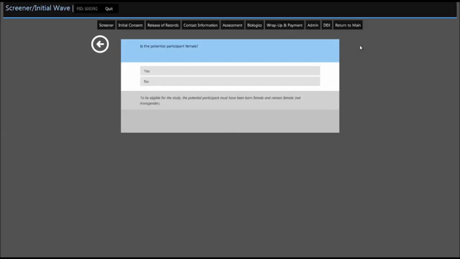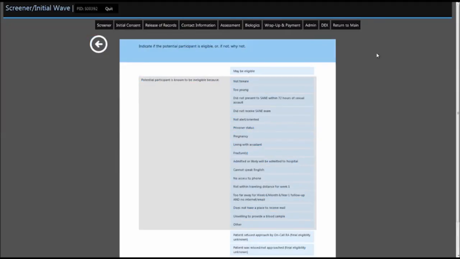And then there's one screening question before you move on, which is: is the potential participant female? And all participants in the Women's Health Study must be female. This next page is the quick screen page, and for general purposes, if you're just enrolling a participant, you'll always click Maybe Eligible. There may be other times that you'll use this page in a different way, but if you're trying to see whether someone is eligible for the study, you'll click Maybe Eligible and move on.